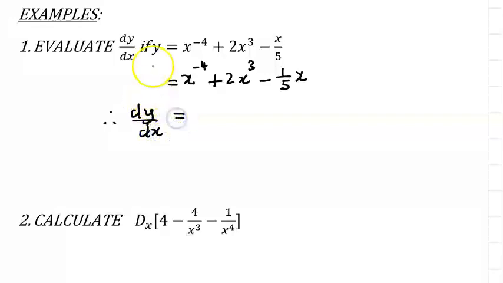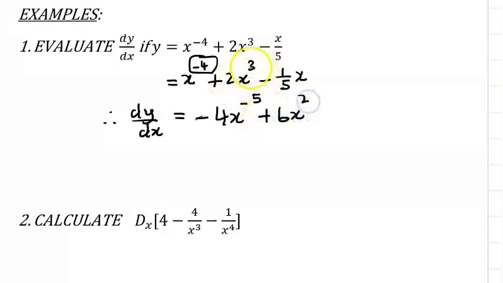Let's follow the rule. Minus 4 times 1 is minus 4. x to the minus 4 minus 1, so you subtract 1 from there, you'll get minus 5. 3 times 2 is plus 6x squared. You subtract 1 from there, you get x squared, or x to the power 2.